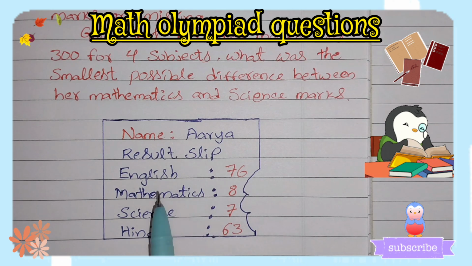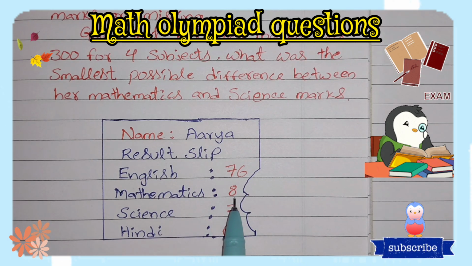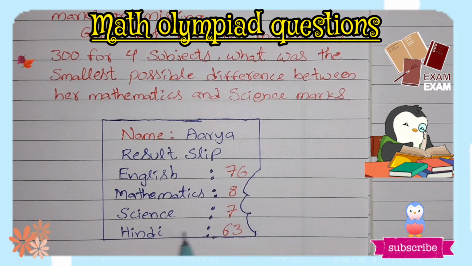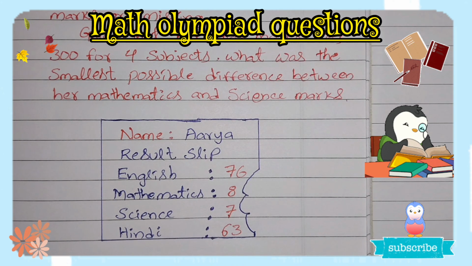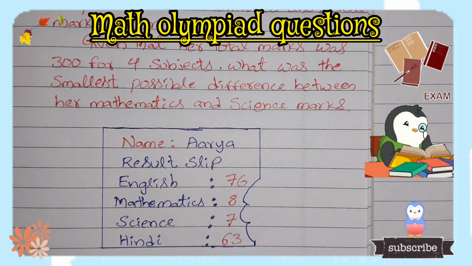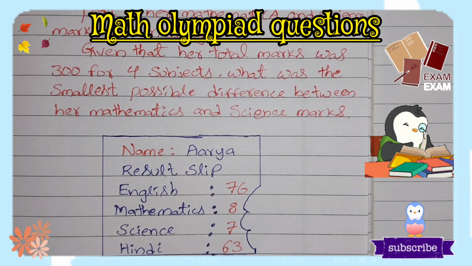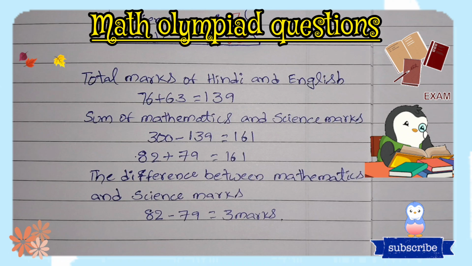In English, she got 76, mathematics 8 is there but 1 number is missing, and science 7 is there, 1 number is missing, Hindi 63. Read the question carefully and understand it, what they given, what we have to find. Total marks are 300. Let's see how to solve this problem.